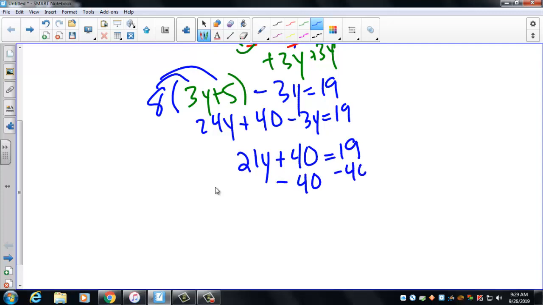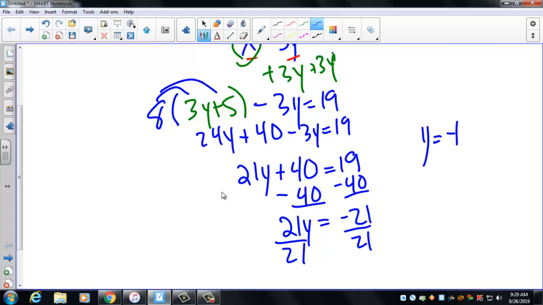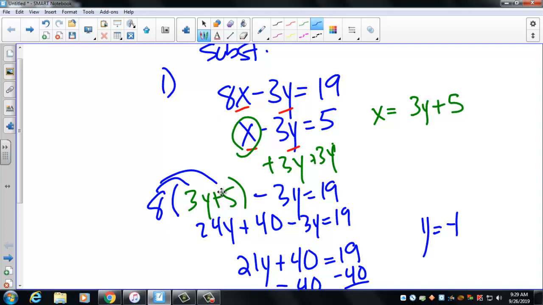Subtract 40, subtract 40. 21y equals negative 21. Divide by 21, divide by 21. So y is equal to negative 1. Once you get y is negative 1, go back and plug it in. 3 times negative 1 plus 5. That makes x equal to 2. So you would say the answer for this equation is 2, negative 1.